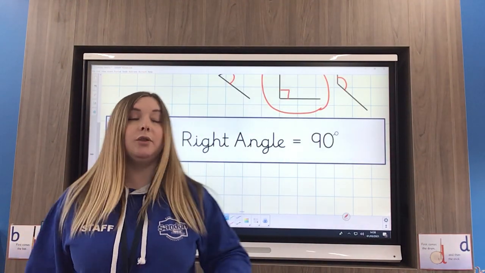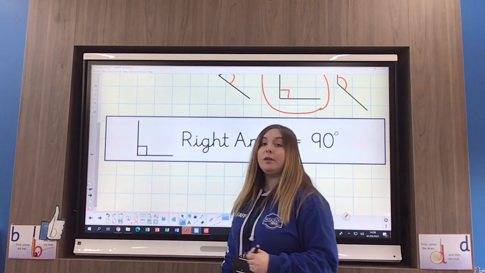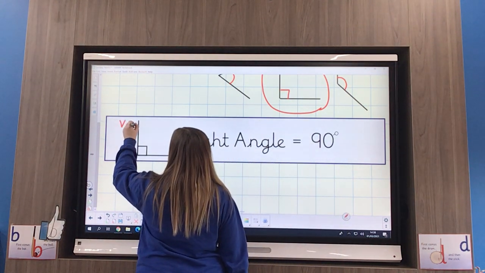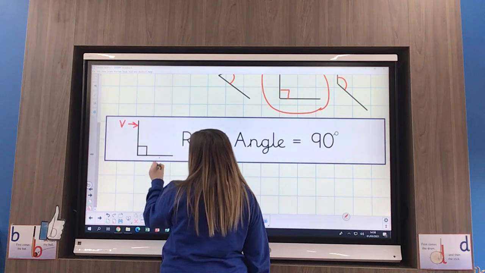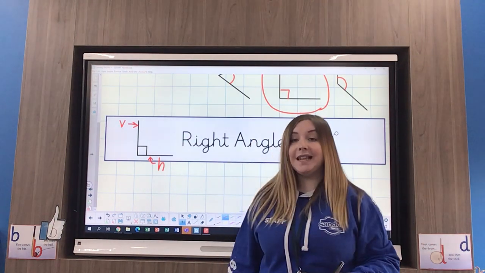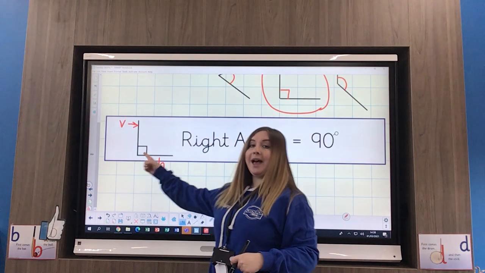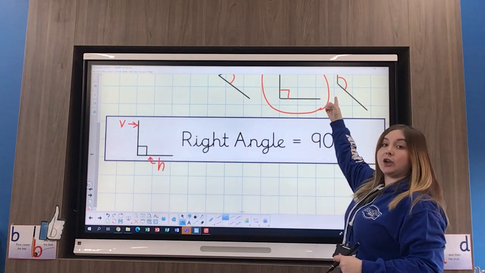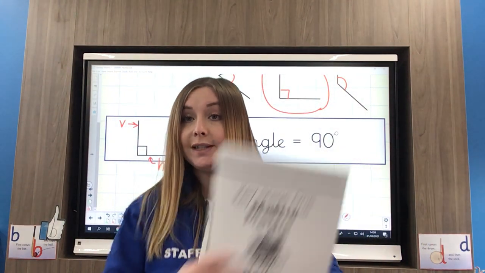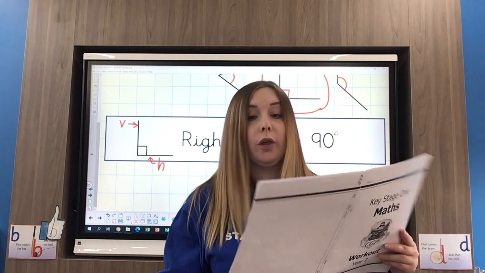And a right angle is 90 degrees. And it's where one vertical, which is this one, and one horizontal, which is this one, where those lines meet. And right angles are always shown with a little square rather than a curve. And this leads us to your first question for today, guys. So we're going to go straight to our book on page 33.